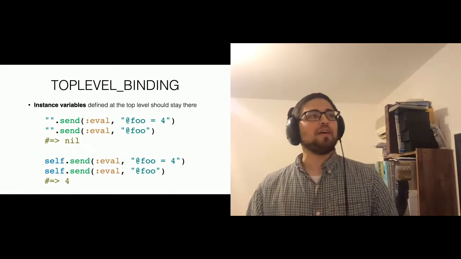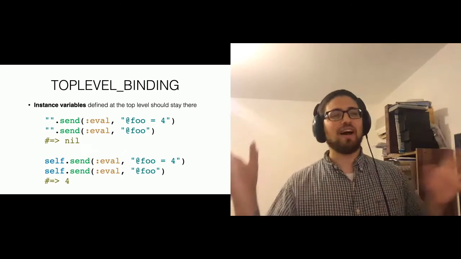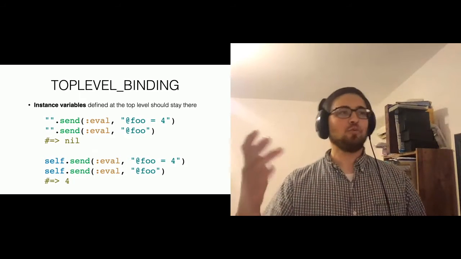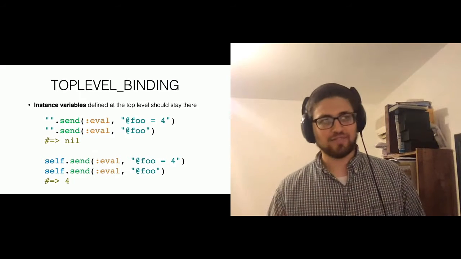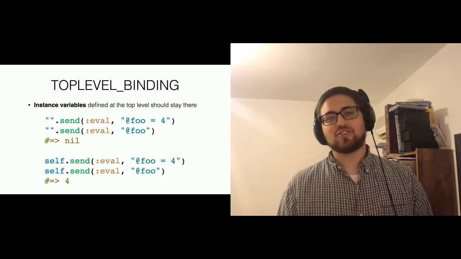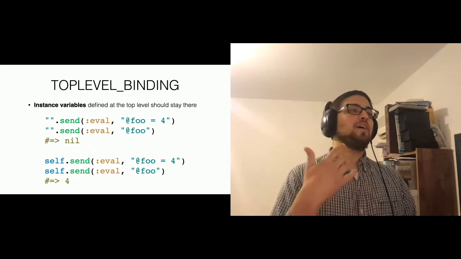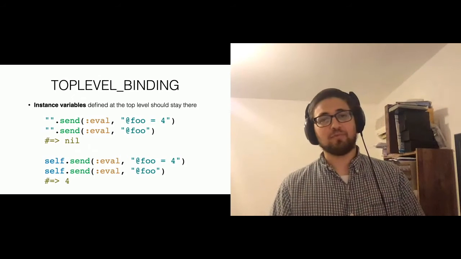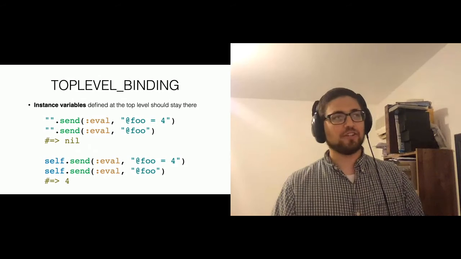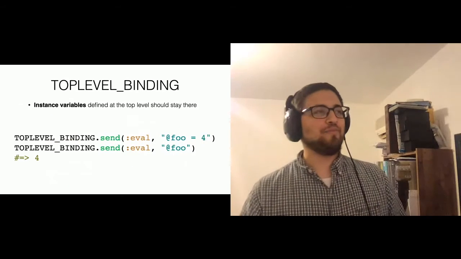So if you look at the top, let's say you eval in multiple files, right? So you eval on a string, at foo equals four, in the first file. In the second file, you won't have access to that at foo instance variable. Whereas if, rather than sending eval to a new empty string each time, which is a new object, we always want to send it to that main object. So we do self.send each time. We actually do get access to the instance variable that we defined. That's what you can see on the bottom half of the screen. And so it turns out that Ruby gives us this really nice constant referring to the main object called top level binding. And that's what we really want to do, right?